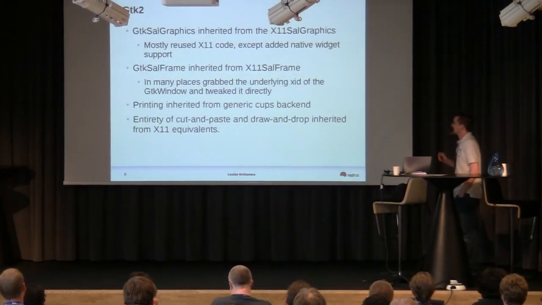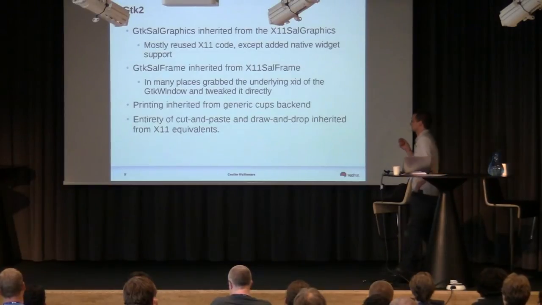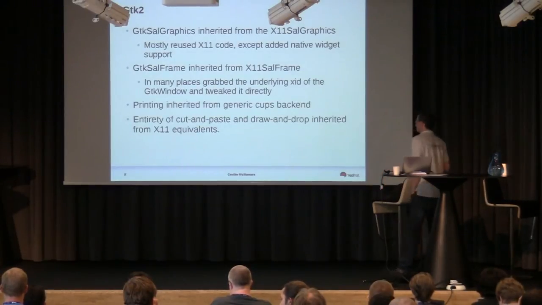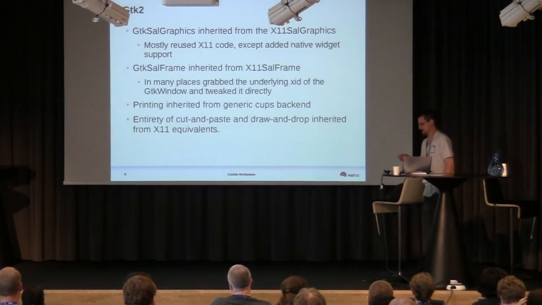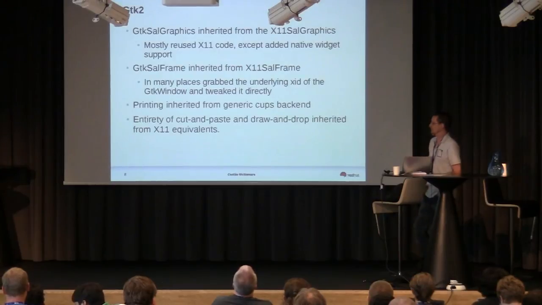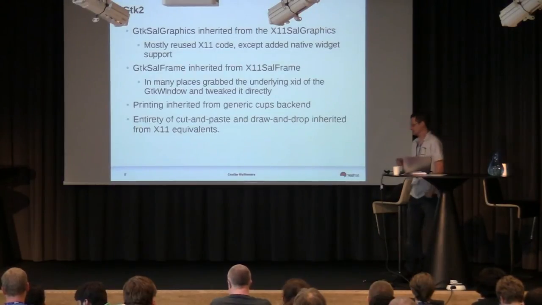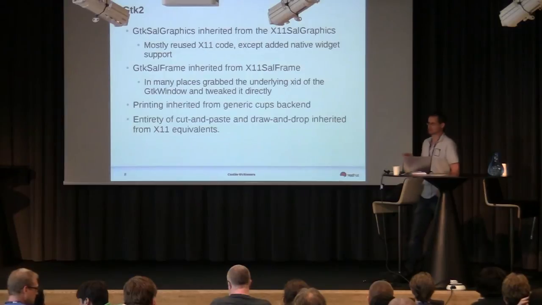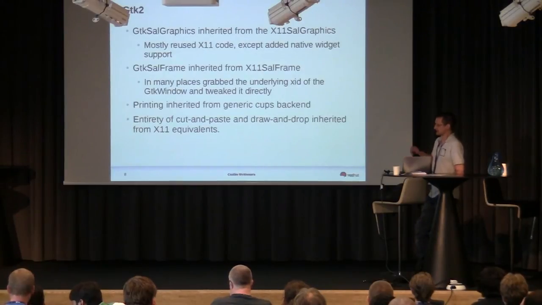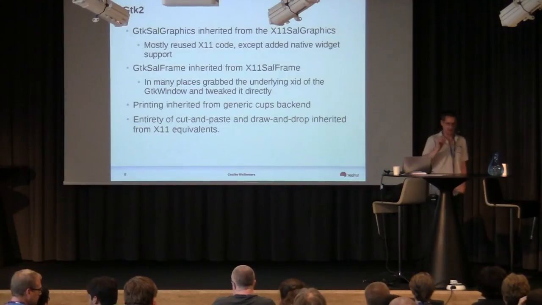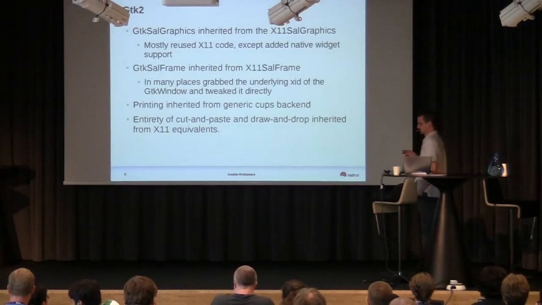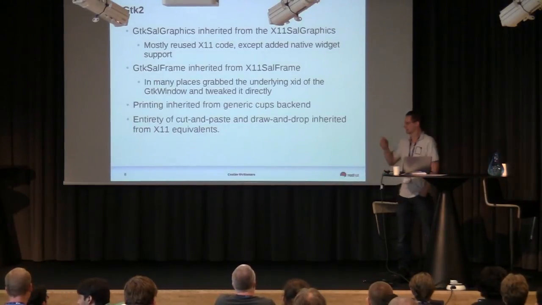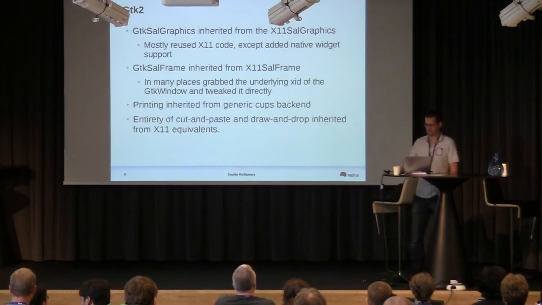So we inherit from the X11 SalFrame for GTK1 and so on. A lot of places then, as I said, we just take the underlying XID of the X version and do all the tweaks to it manually. Printing, we just use the generic CUPS backend, which we reuse mostly on Linux and on Mac. And the entirety of the cut and paste and the drag and drop stuff we have is all the X11 one. So even on the GTK2 port, a lot of what we're doing is all X11 based.